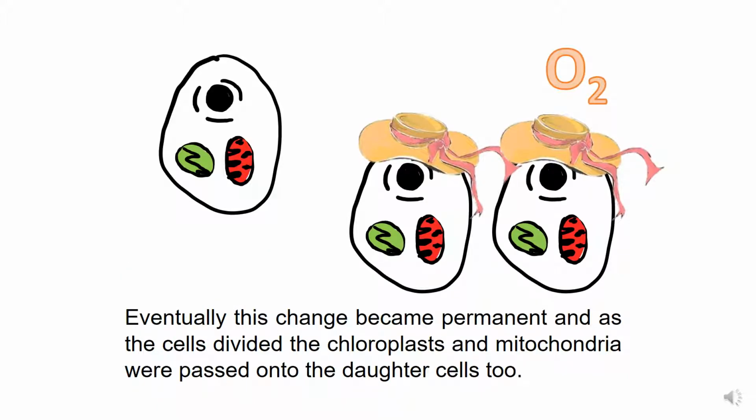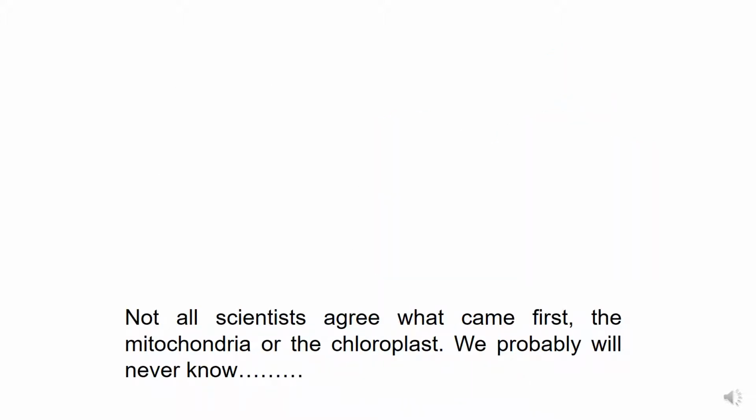Eventually, this change would become permanent, and as the cells divided, then chloroplasts and mitochondria would be passed on to their daughter cells as well. Remember, as this happened such a long time ago, we don't have any hard evidence or data to go on for this, and so therefore not all scientists agree what came first, the chloroplast or the mitochondria, and it's very unlikely that we're ever going to be able to find this out.